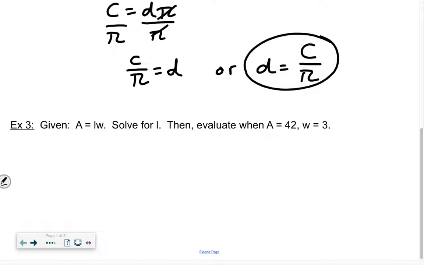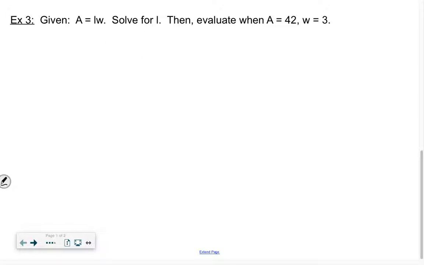Example number 3, A is equal to LW. We want to solve for L, and then we're going to evaluate. So they added an extra step on the end here that we're going to evaluate when A is 42 and W is equal to 3. And that's quite all right. Let's go ahead and solve this equation first for L. We have A is equal to L times W. Again, the inverse of multiplication is your division. Therefore, we need to get rid of the W. Therefore, we're going to divide by W.